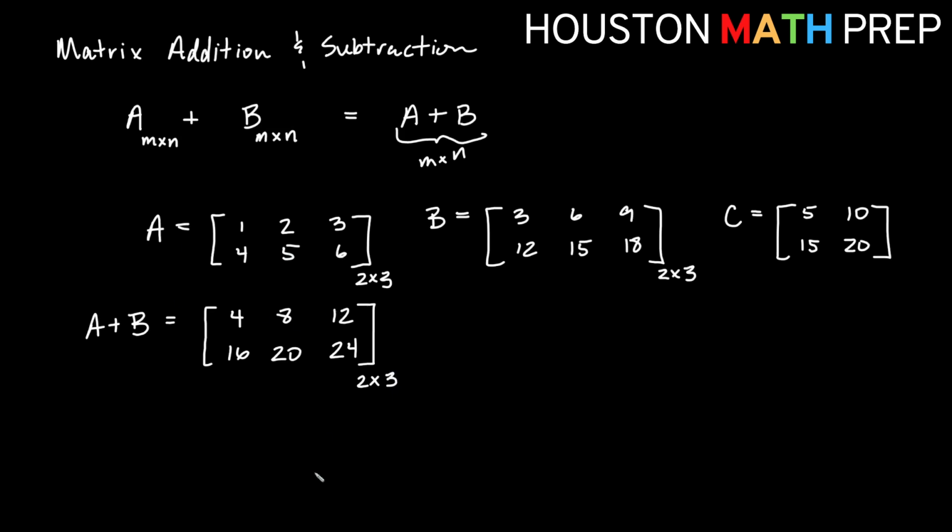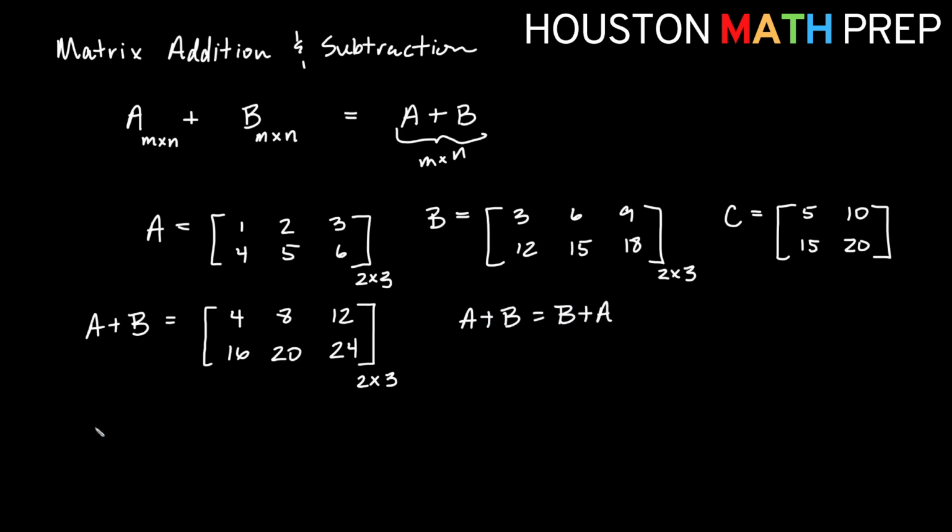If we added these in the opposite order, did B plus A, I think you would probably see we would get the same thing. Instead of 1 plus 3, we would have 3 plus 1 for this first entry. 2 plus 6 would change to 6 plus 2, so we would still be able to do it if we swapped the order. So we could say addition is commutative, right? If we do A plus B, then that will equal B plus A in this case.